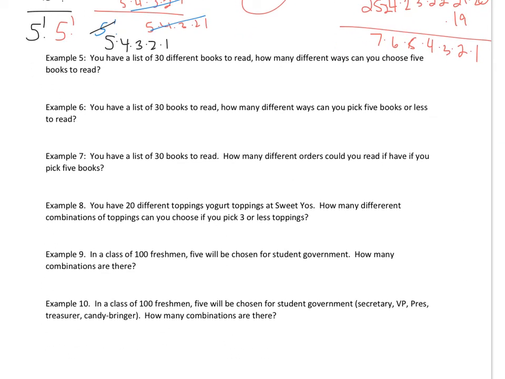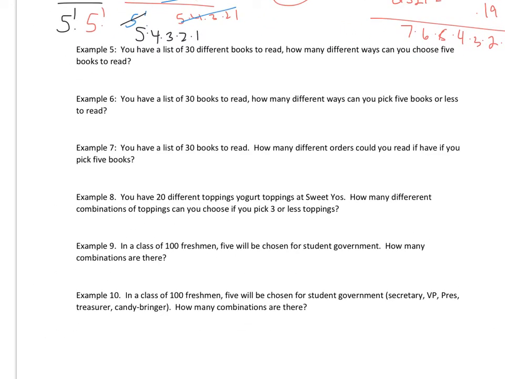And then the trickiest thing is to think of when do you use a permutation and combination. So I want you to think about whether the order or the assignment or the arrangement or the different positions mattered. So example 5, you have a list of 30 different books to read. How many different ways can you choose 5 books? So I interpret this as you got 30 books, all different titles. How many different ways can you pick up 5 of those?